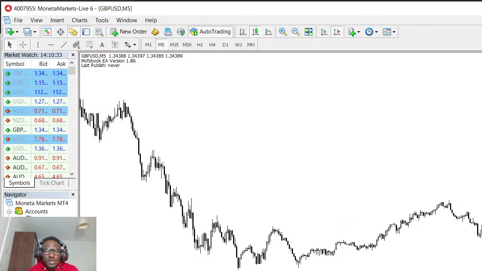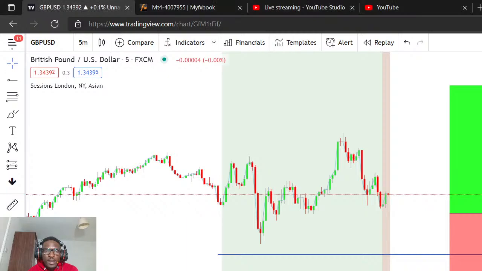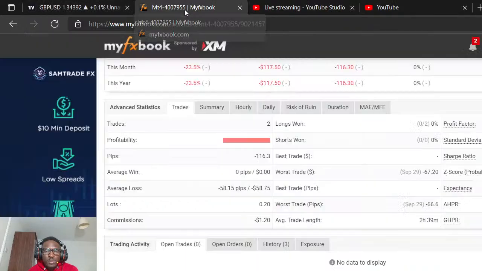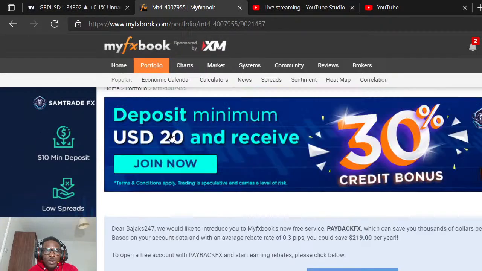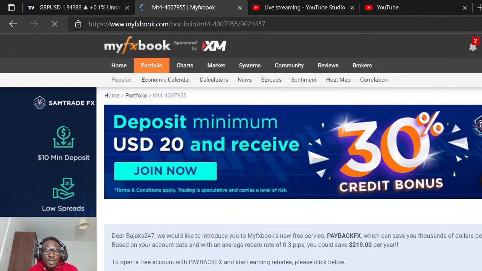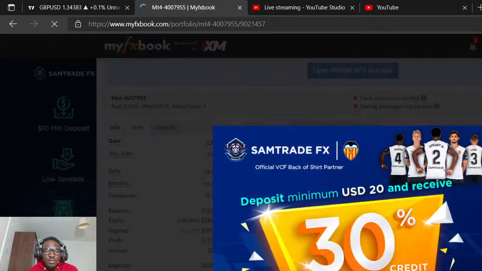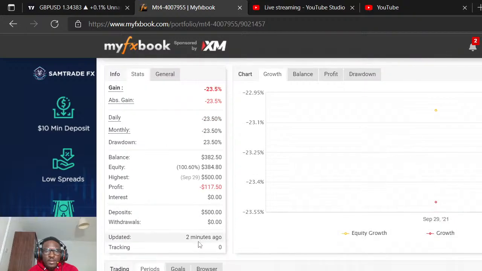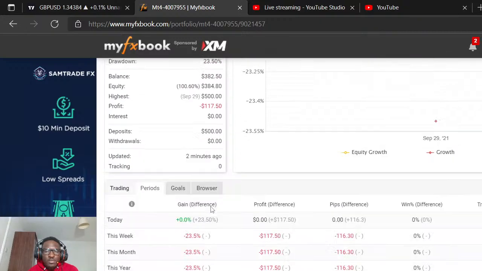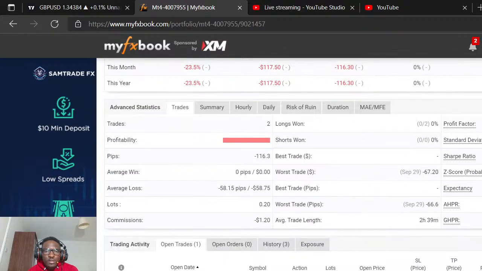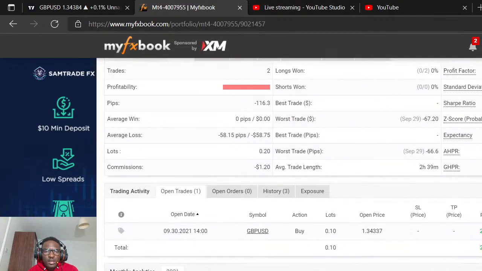The most important thing is that when I place my trades, I will be able to show you the trade on the platform, and also on my FX Book page from yesterday. This one is updated every 5 minutes, so that was updated 2 minutes ago. As you can see, this is a current trade that I've taken. It's a bit slow in terms of updating.